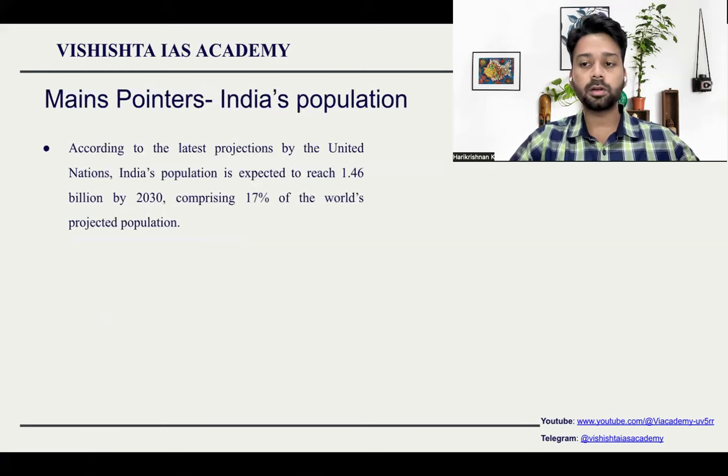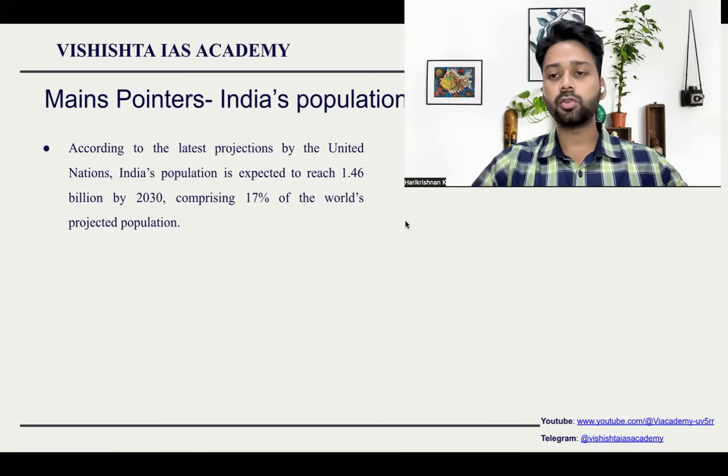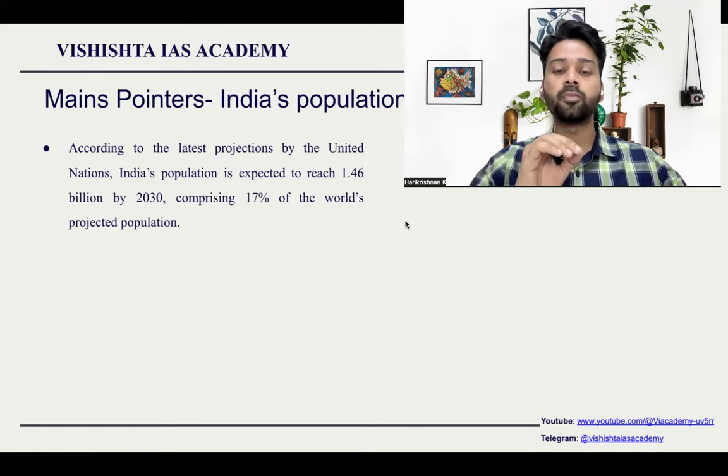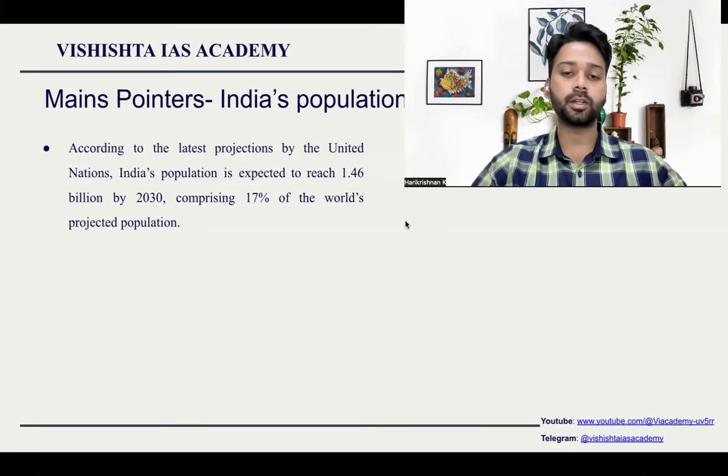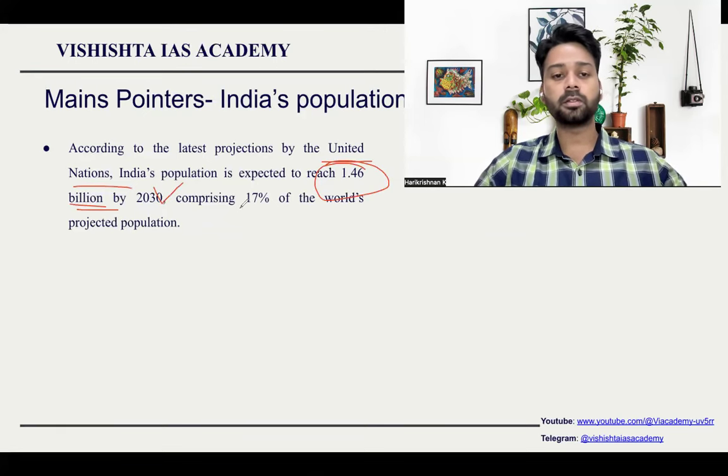Mains pointers: India's population. In mains pointers, generally we include certain points which you can use in your mains examination. In the introduction or the conclusion, it is always very good when you are able to add some data or quote some information given by the government or by an international organization. According to the latest projections by the United Nations, India's population is going to reach 1.46 billion by 2030. By then, 17% of the world's entire population will be Indian.